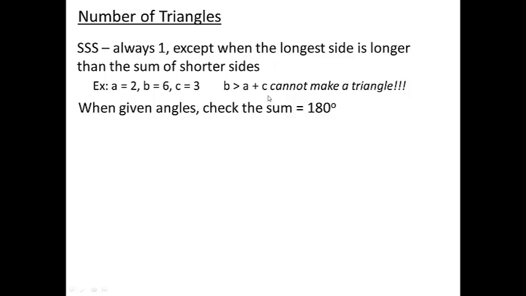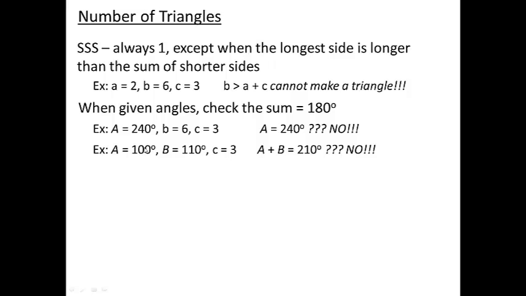Right. When given angles, check the sum equals 180. If you're talking about a triangle, they have to add up to 180 degrees. So in this case, when you're given one angle, make sure that's less than 180 because you're going to add two more angles to it. So this is impossible. And when you're given two angles, you have to add one more angle to it, so make sure it's less than 180. Okay, so this will not work. If you're given all three angles, make sure they add up to 180. This adds up to 179, so that's not a triangle.